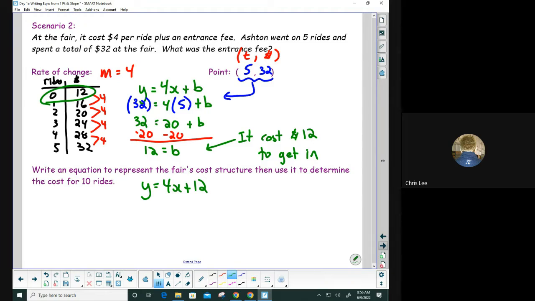Okay. Now, this one said write the equation, but asks us to go further. It says now use this equation to determine the cost for 10 rides.